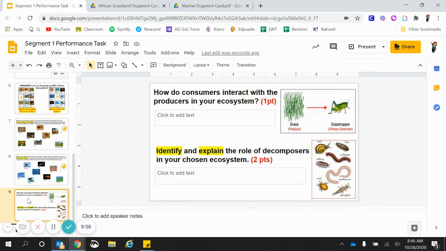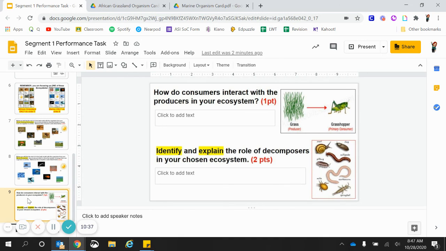Identify and explain the role of decomposers in your chosen ecosystem. Again, some of you told me just what a decomposer does. You didn't identify what they were. Some of you also didn't really explain that decomposers restart the entire cycle. They're at the very end. The point of them is to put the nutrients back into the system. So again, you were giving me some basic parts, but you weren't doing the full thing. A majority of you, I would say, got in the 13, 14 out of 20 range, which isn't bad. It's not great. It's not bad.